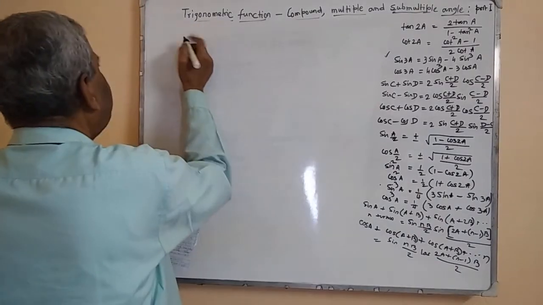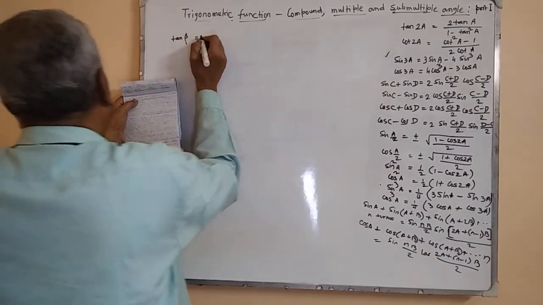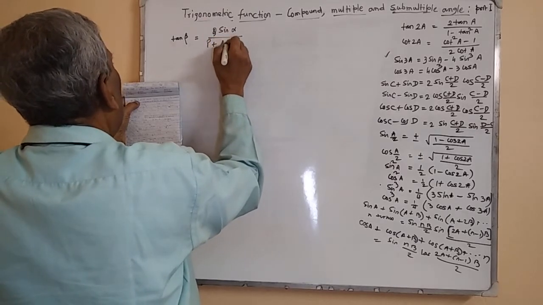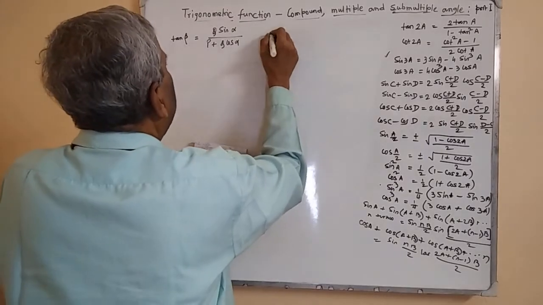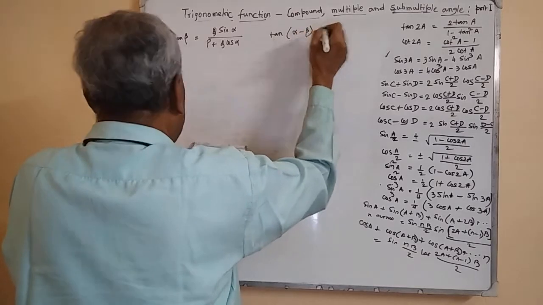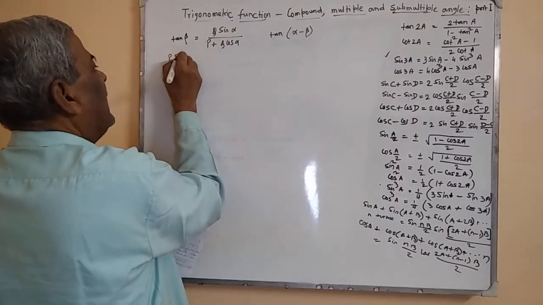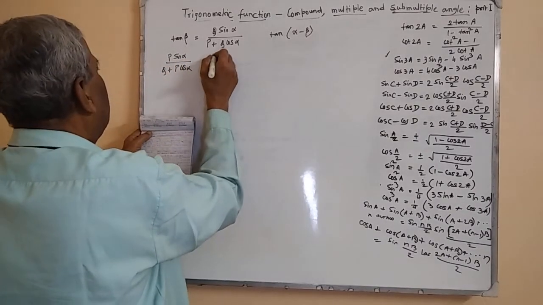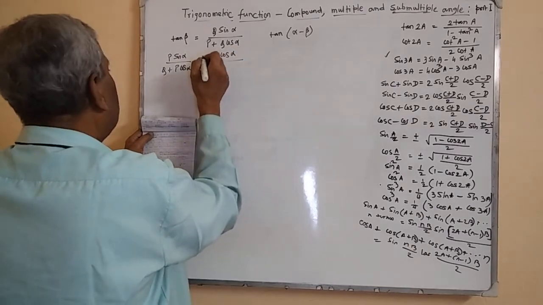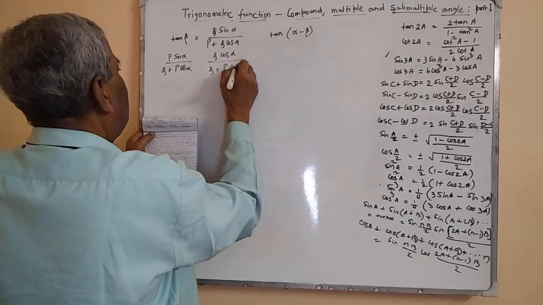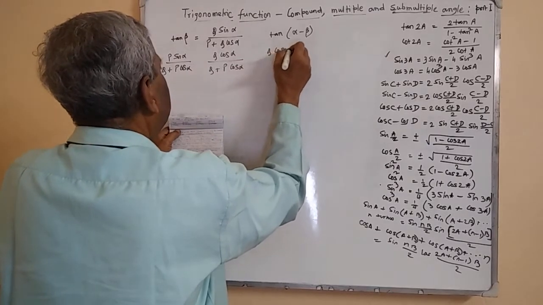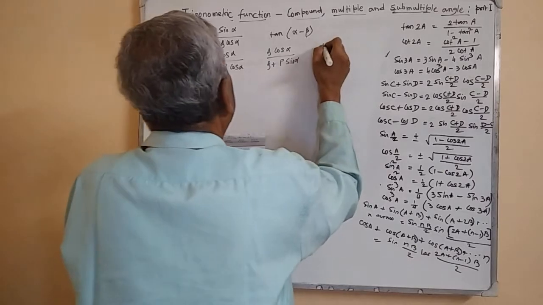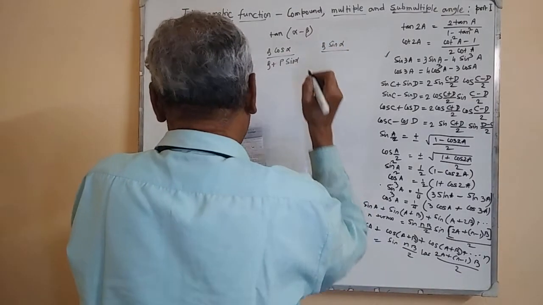If tan beta is q sin alpha by p plus q cos alpha, then tan of alpha minus beta is equal to, options: p sin alpha by q plus p cos alpha; second option, q cos alpha by q plus p cos alpha; q cos alpha by q plus p sin alpha; and the last option is q sin alpha by q plus p cos alpha.